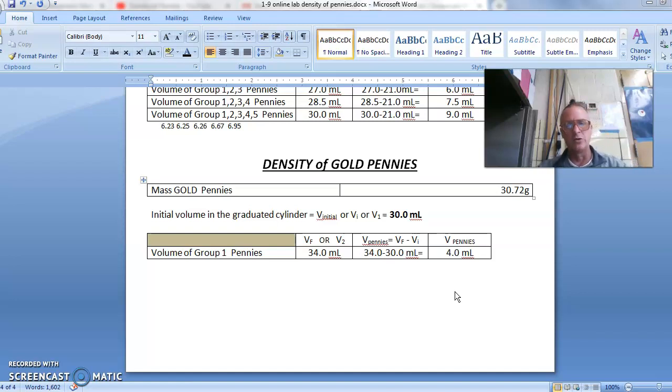It's not gold. This is why the alchemists were unable to do this. More on this later, but that was the density of the gold pennies portion of the lab.